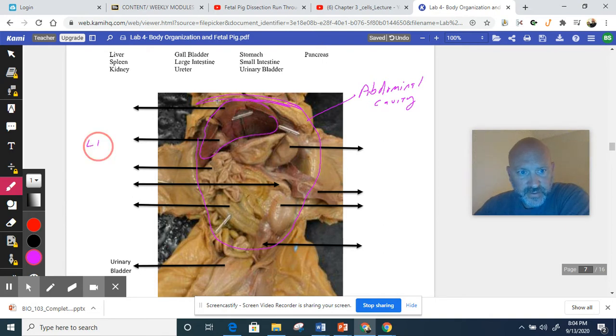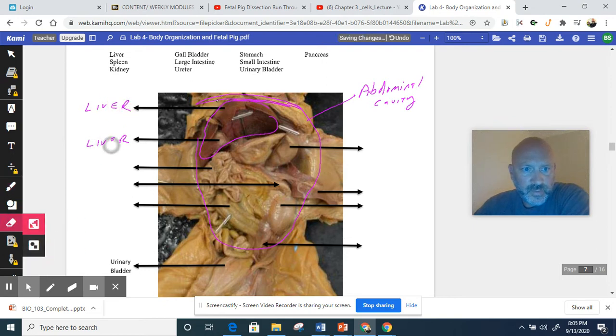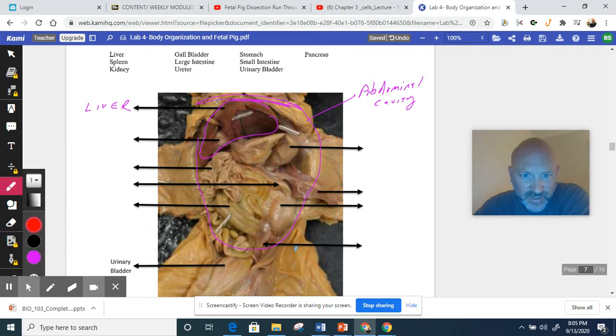This big structure here is the liver. What this arrow is pointing to here is this little pouch underneath the liver. One of the functions of the liver is to produce bile. Bile is a chemical that helps to break down fats. And when the bile gets produced in excess, it gets stored in this structure, which is kind of like a compartment of the liver. This is called the gallbladder.